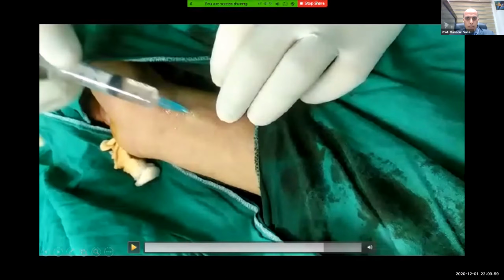Why that 3 centimeters? Because I do expect, in many situations, focal spasm, and sometimes I go after that more proximal to be ready.